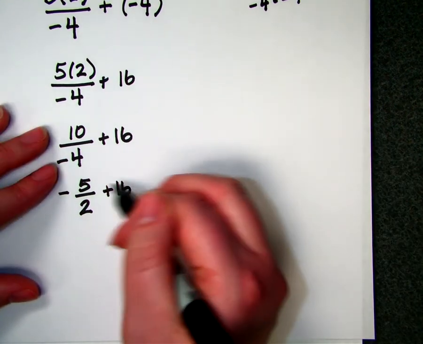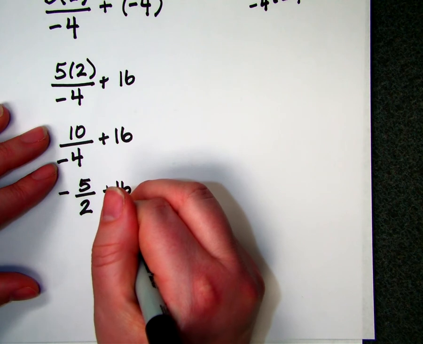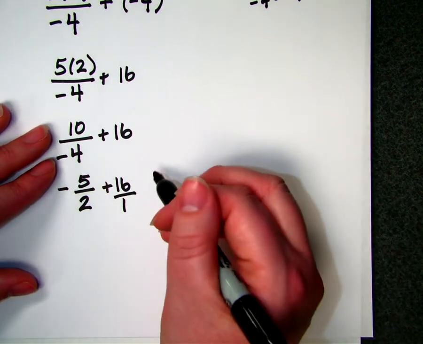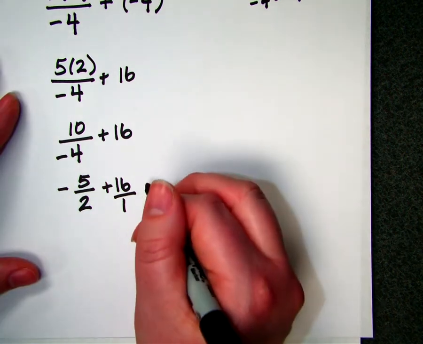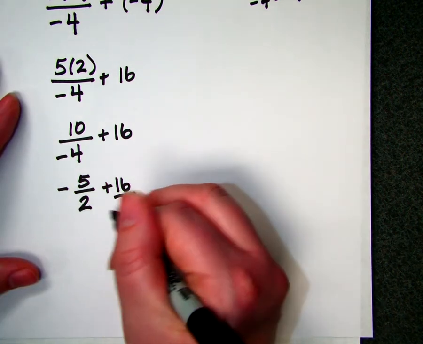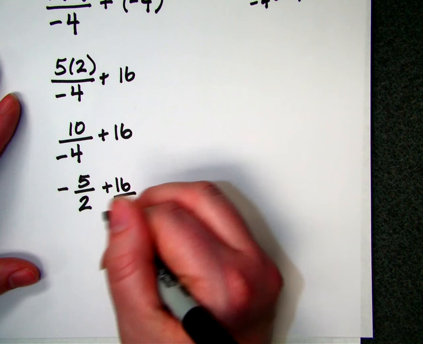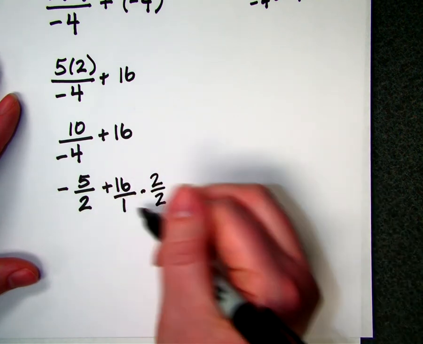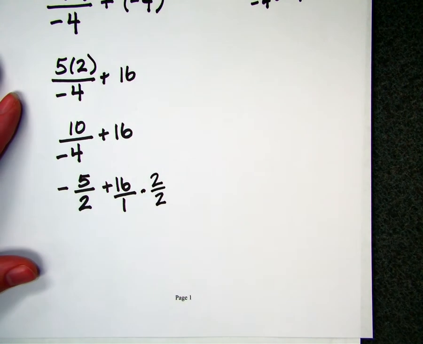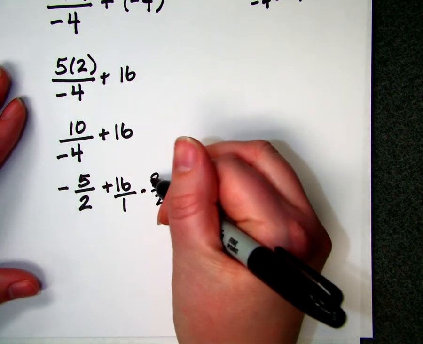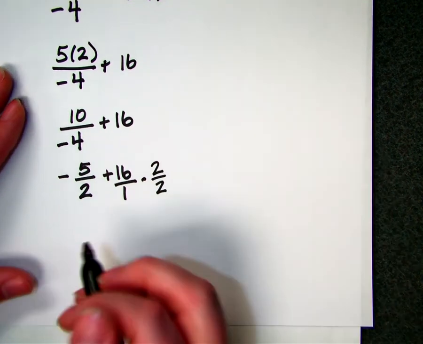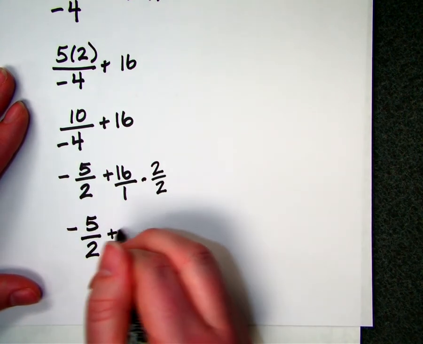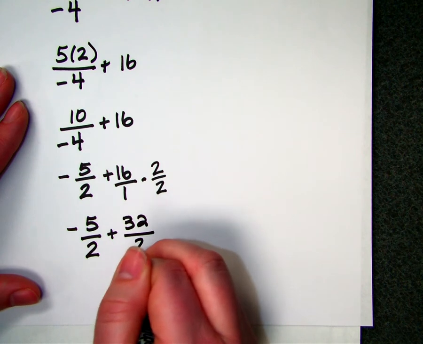So now I am trying to add these two numbers together. In order to do so, I need to make them both fractions, and they're going to need to have common denominators. So for adding or subtracting fractions, you have to have a common denominator. So looking at these two numbers, I can just multiply them together. And if I do, 2 times 1, it tells me my common denominator has to be 2. So I'm going to multiply this second fraction by 2 over 2. So I have negative 5 over 2 plus 32 over 2.